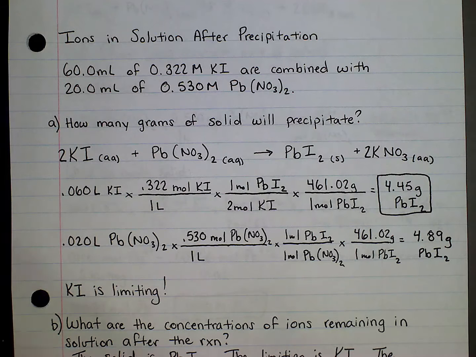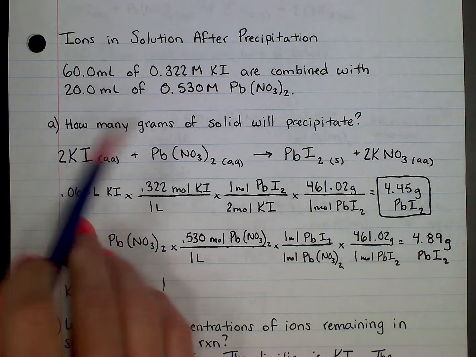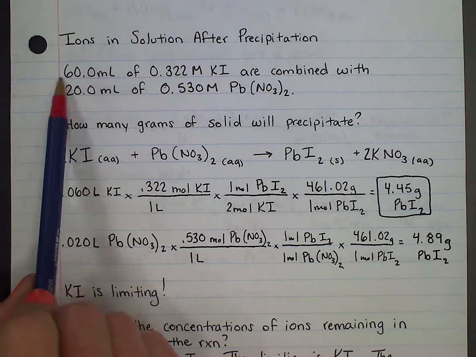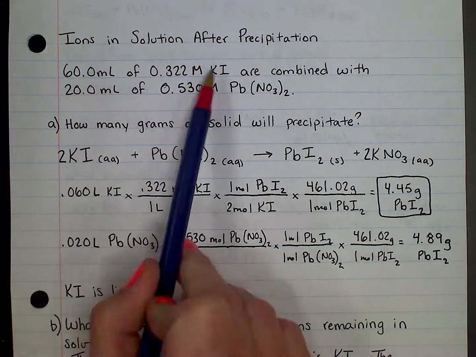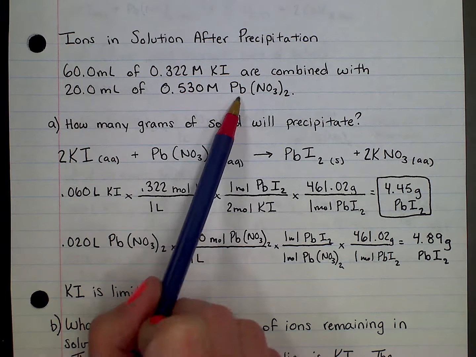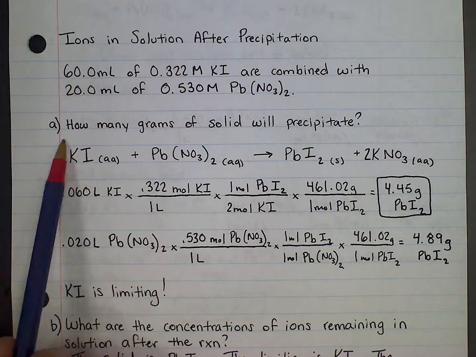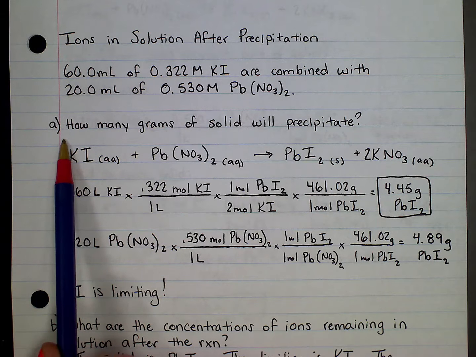Okay, some folks were still having an issue identifying what ions are going to be left in a solution after a precipitation reaction occurs. So we're going to walk through one example problem and hopefully clarify any questions you guys might have about this. So here's our situation for this problem. We're taking 60 milliliters of a potassium iodide solution, and we're combining it with 20 milliliters of a lead nitrate solution. And the first question we have is how many grams of the solid will precipitate?